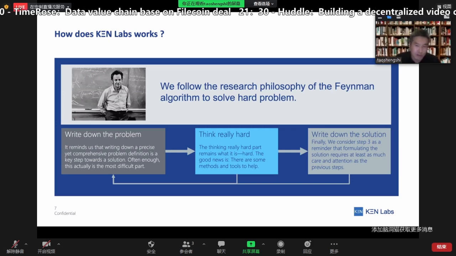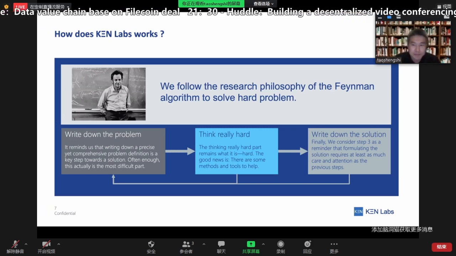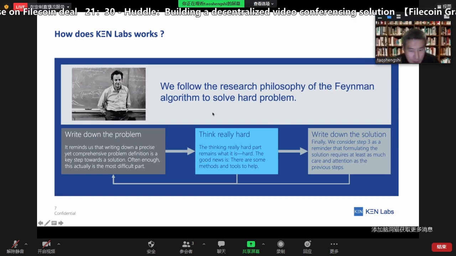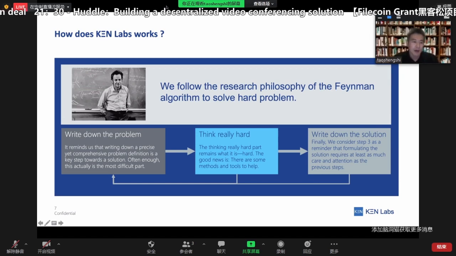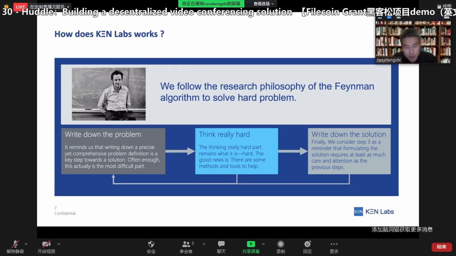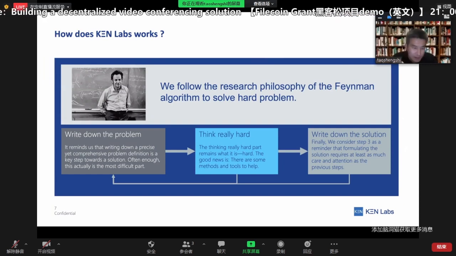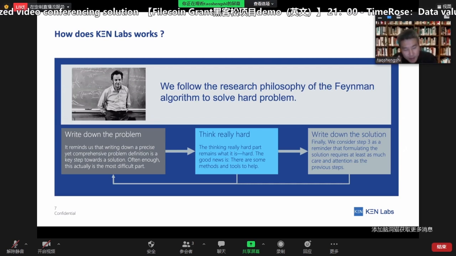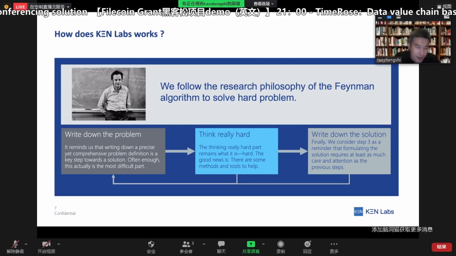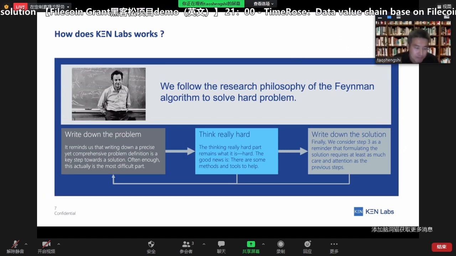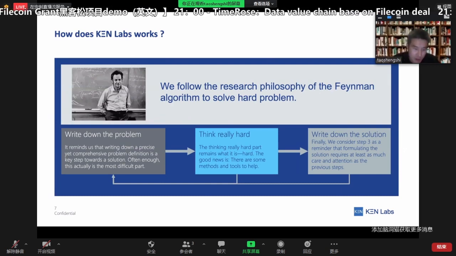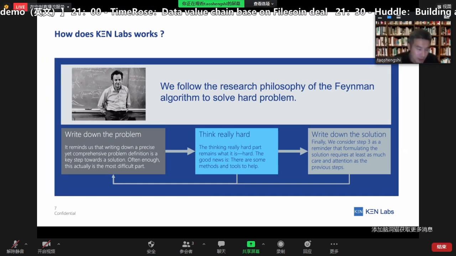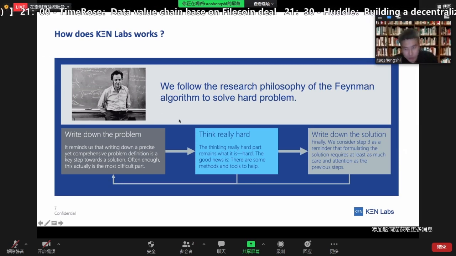How does Ken Labs work? We need to follow some principles in our research work. The simplest principle is to go from problem to solution. Most of the solutions and problems in technology areas work the same way: lots of new technologies and lots of solutions come from our problems. So this simple principle is to go from problems to solutions.